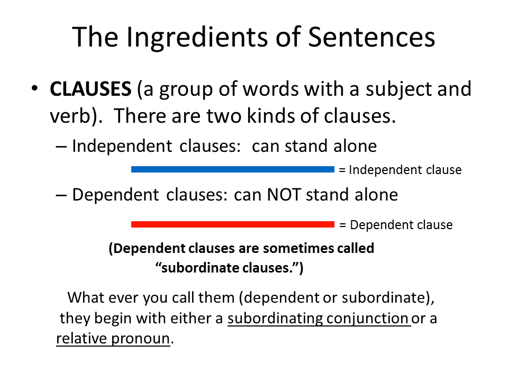Some textbooks refer to dependent clauses as subordinate clauses. But whatever you call them, dependent or subordinate, they begin with either a subordinating conjunction or a relative pronoun. Now, at the end of this presentation will be word lists where you can see a list of subordinating conjunctions and relative pronouns.